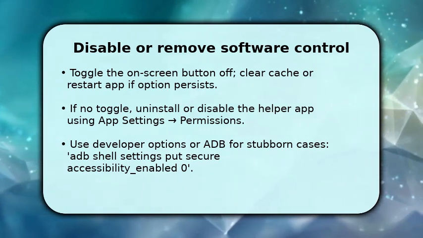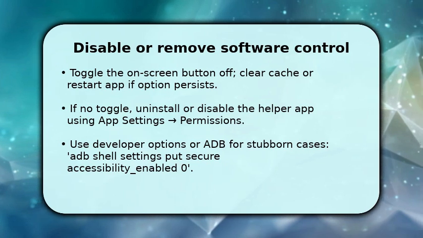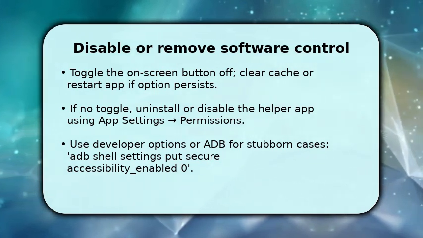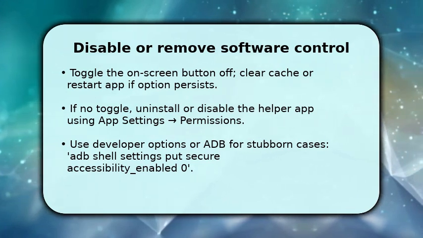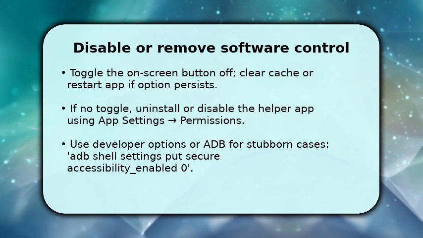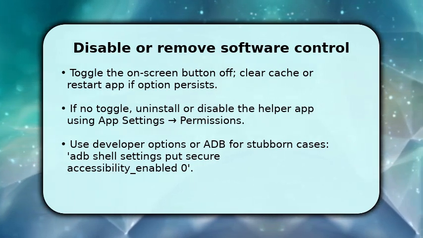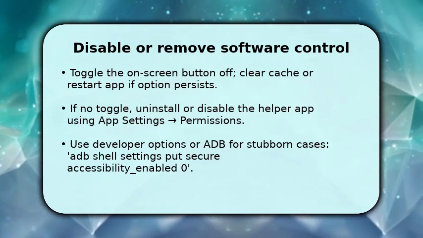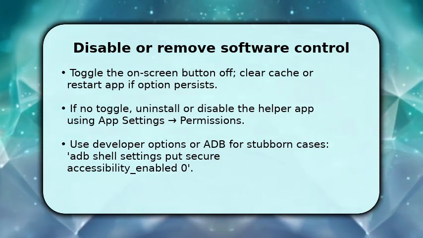If there is no toggle, locate the helper app in App Settings and disable or uninstall it, making sure to revoke accessibility permissions so it cannot re-enable itself. For stubborn cases, you can use developer tools like ADB to change secure settings directly. This removes persistent overlays more reliably.